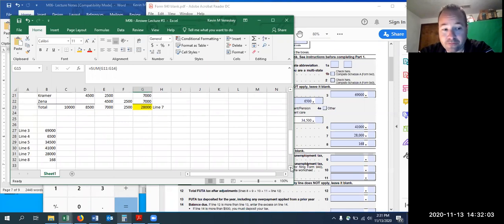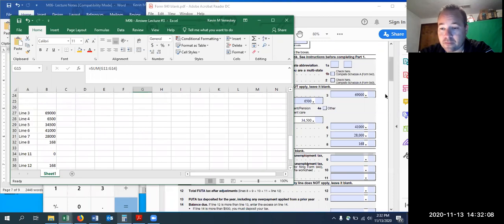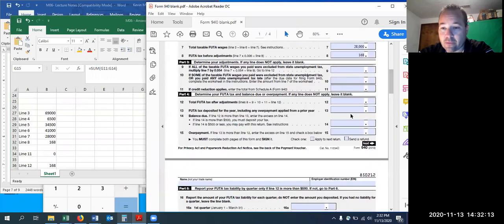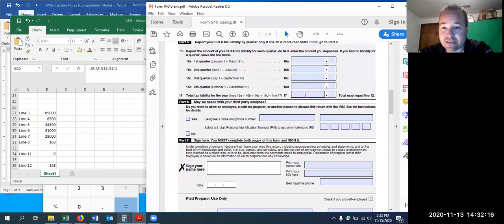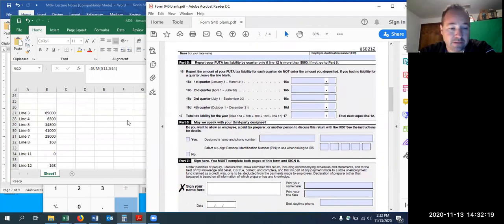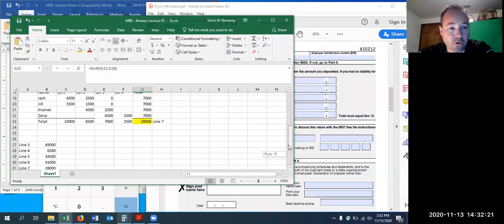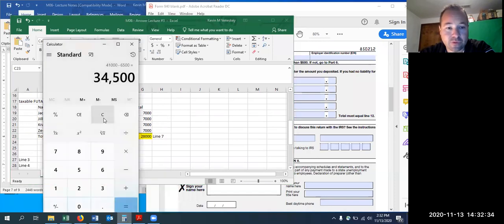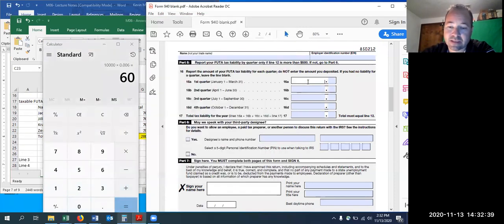Line 11 would be 0. Line 12 would be 168. Now for the bottom part, I want line 13 to be whatever this is. For the first quarter, all I want to do is find out what my total taxable wages were in quarter 1, 10,000. So take 10,000 times 0.006, 60 bucks.